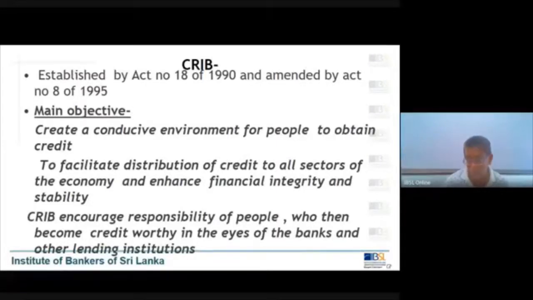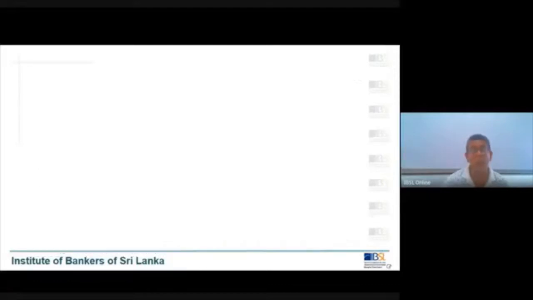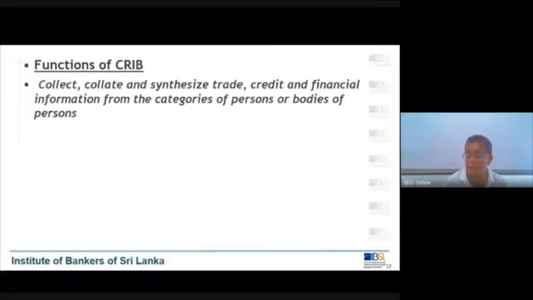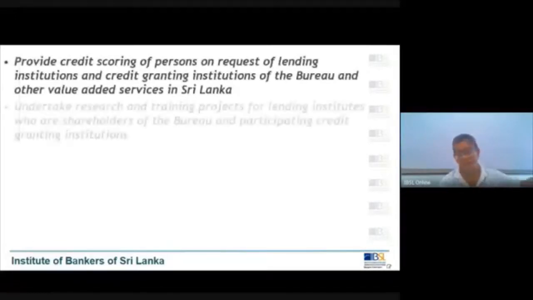Okay, so through the CRIB, banks can maintain their soundness by not giving loans to subprime customers. Subprime means low, dishonest customers. Okay, right. So we discussed CRIB.